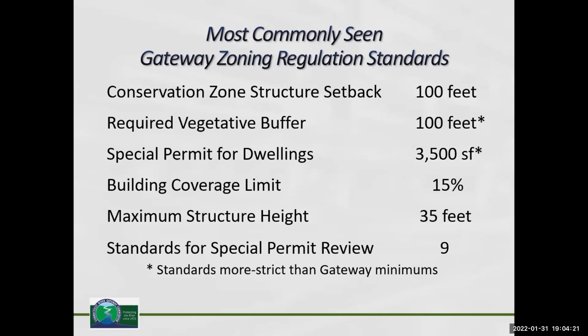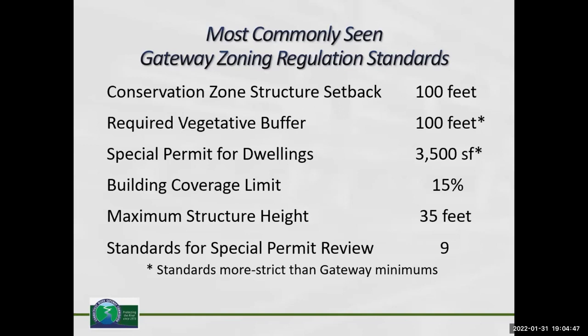Building coverage limit is 15% in most of the areas where Saybrook's coverage is 20%. Maximum structure height is 35 feet, and that's measured from existing natural grade. There are 9 of these review standards for those special permits that I mentioned. So the required vegetated buffer and the special permit trip point are the 2 stronger standards.